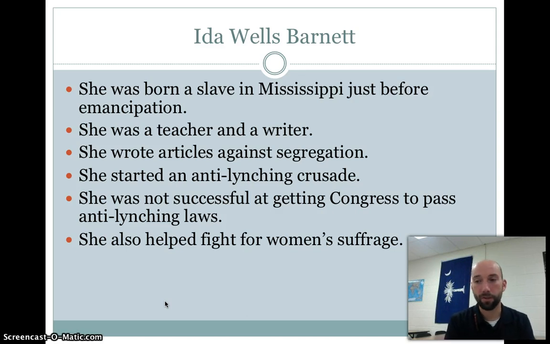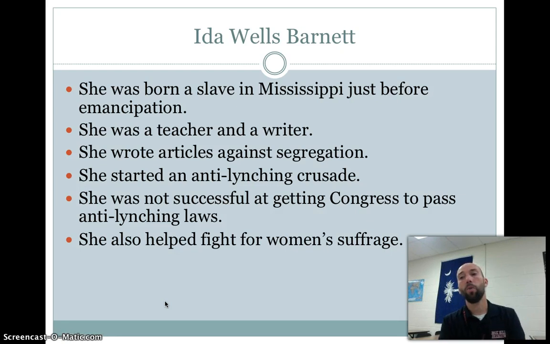At one point, she's actually forced to sit in a segregated railroad car. She was forcibly removed from a white railroad car and put into the African American section of the railroad car. And so she sues about it. She's going to start writing articles against segregation, and that's actually going to get her fired from her teaching job.